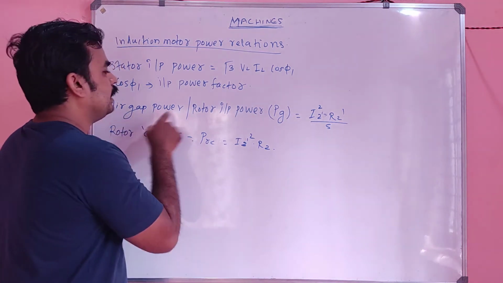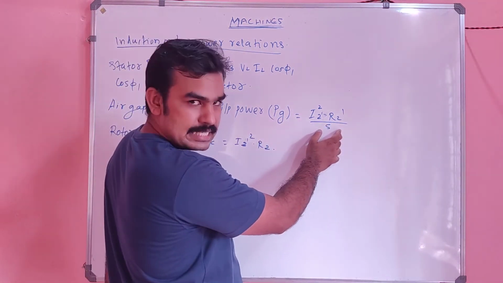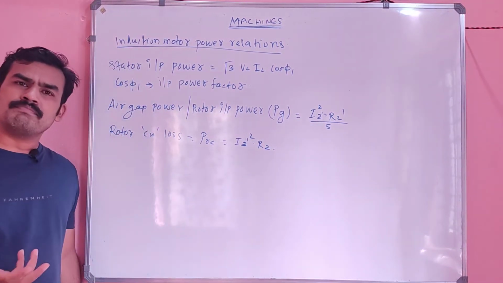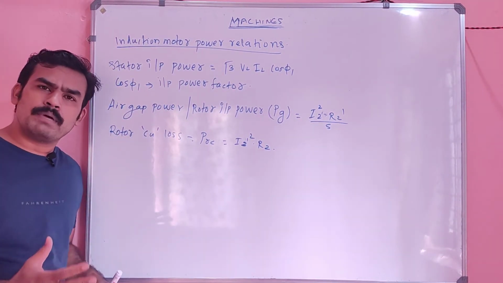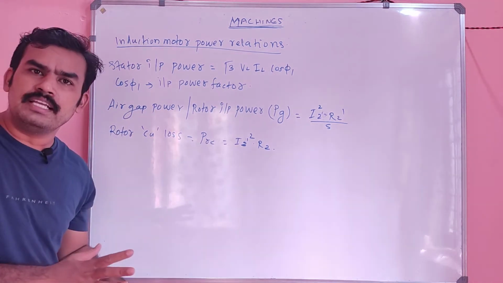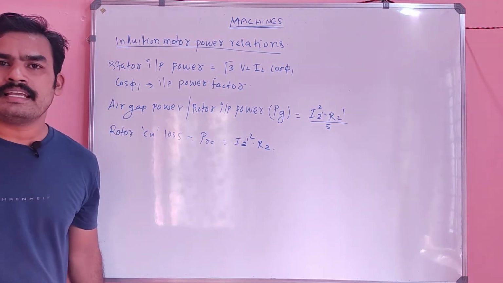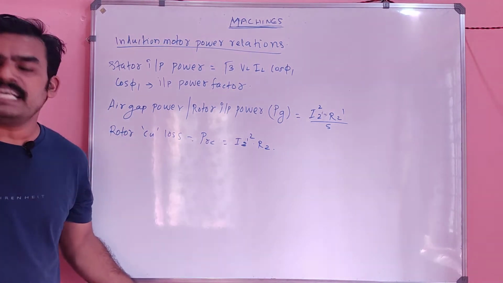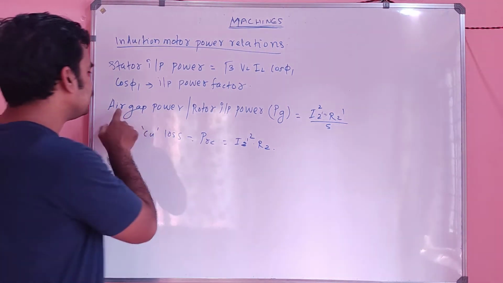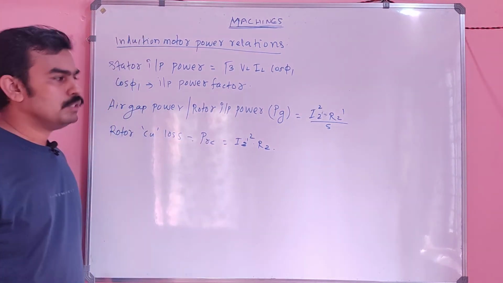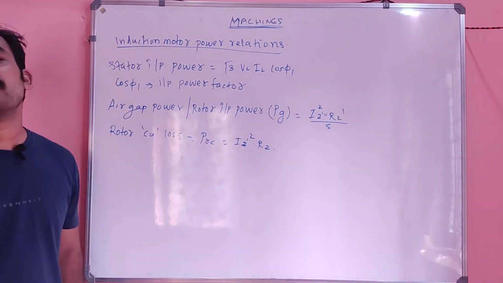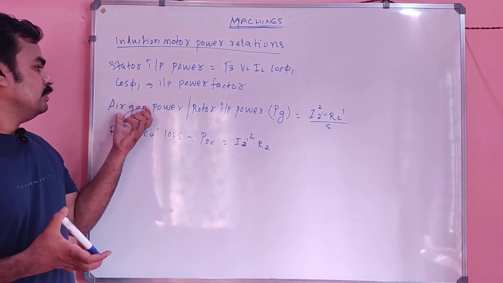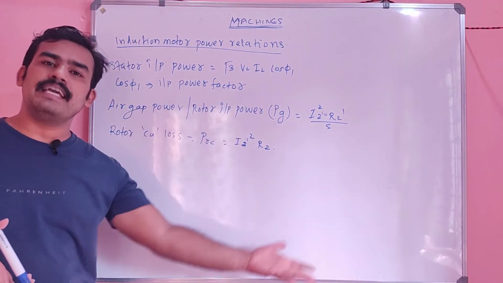See, in the air gap power there is a division by S, but in the rotor copper loss, because my dears, rotor copper loss is purely associated with the rotor resistance only. There will not be any S term. But the air gap power definitely contains some S term.